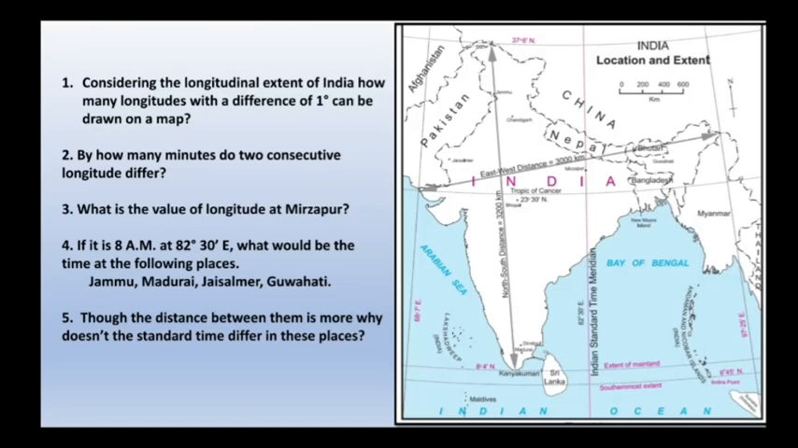Fourth question, if it is 8 a.m. at 82° 30' east, what would be the time at the following places? Jammu, Madurai, Jaisalmer, Guwahati. If it is 8 a.m. at 82° 30' east, it would be 8 a.m. in their clocks at all the places like Jammu, Madurai, Jaisalmer and Guwahati, because India has only one standard time.